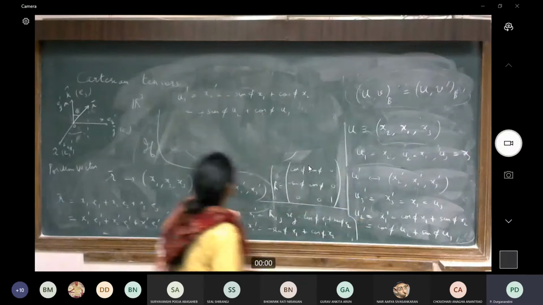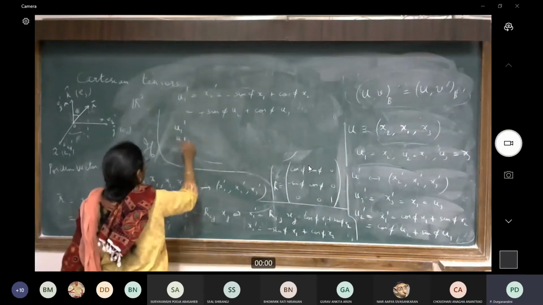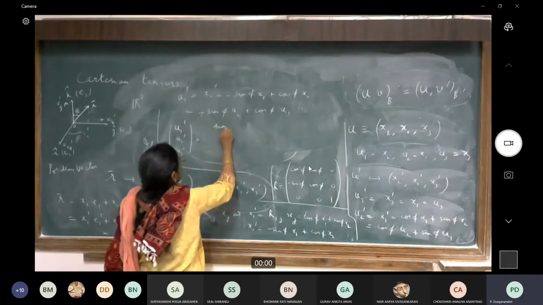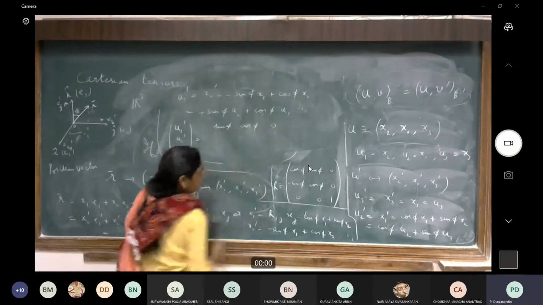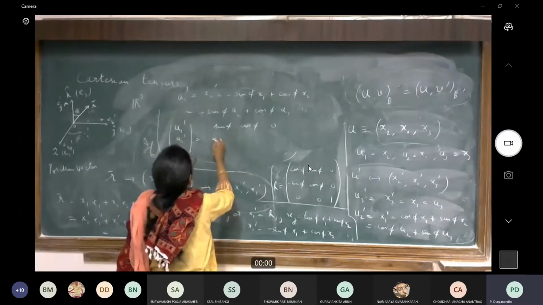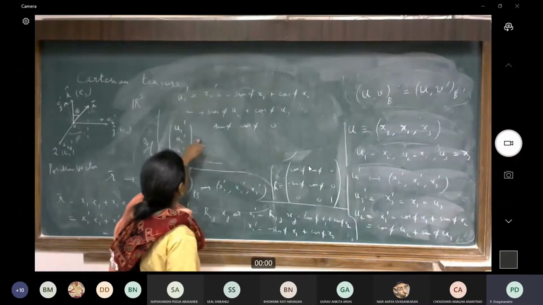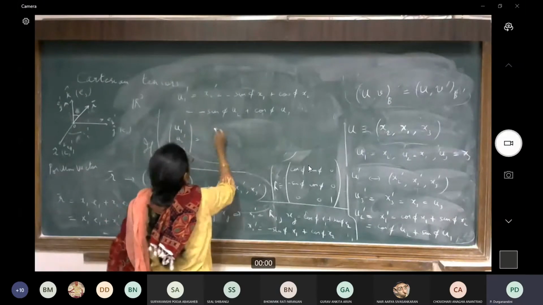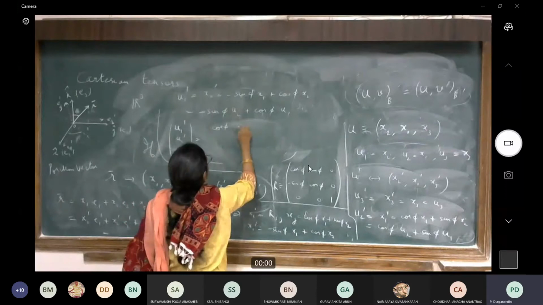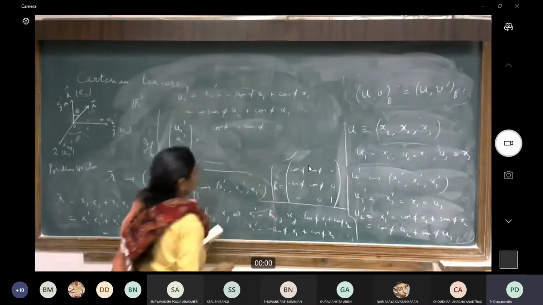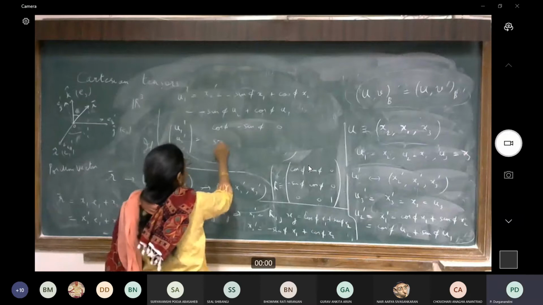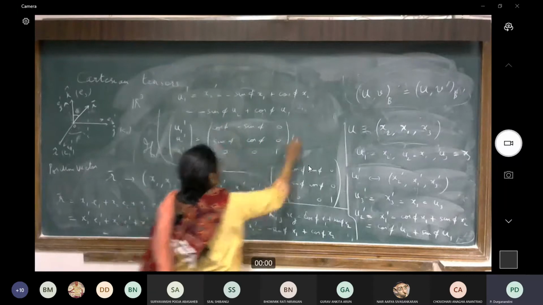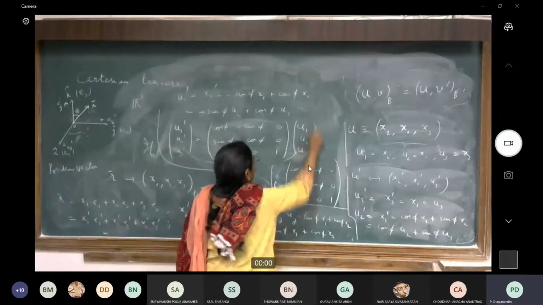So if I take all these into account, what I find is that u1 prime, u2 prime, u3 prime become equal to a matrix: for u1 prime, cos phi, minus sin phi, 0; for u2 prime, sin phi, cos phi, 0; and 0, 0, 1 for u3 prime. This is what I mean.